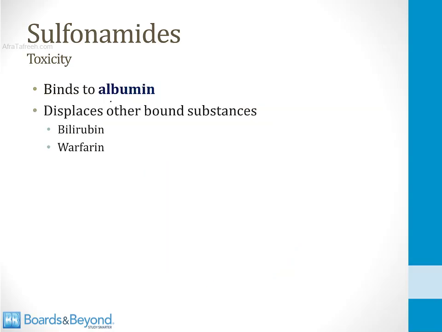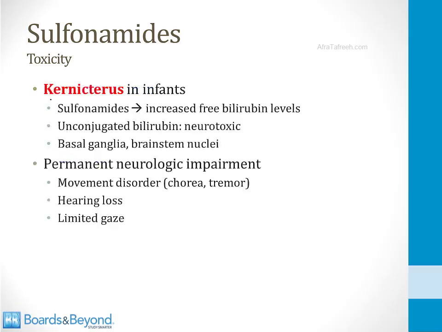Sulfonamides are able to bind extensively to albumin. This means they can potentially displace other bound substances including bilirubin and warfarin, and this leads to some of the other toxicities of these antibiotics. One of those toxicities is kernicterus, which is a syndrome that occurs in infants with high bilirubin levels. Sulfonamides can displace bilirubin from albumin and increase the free bilirubin levels, and unconjugated bilirubin is a neurotoxin to babies. In particular, it's toxic to the basal ganglia and the brainstem nuclei.